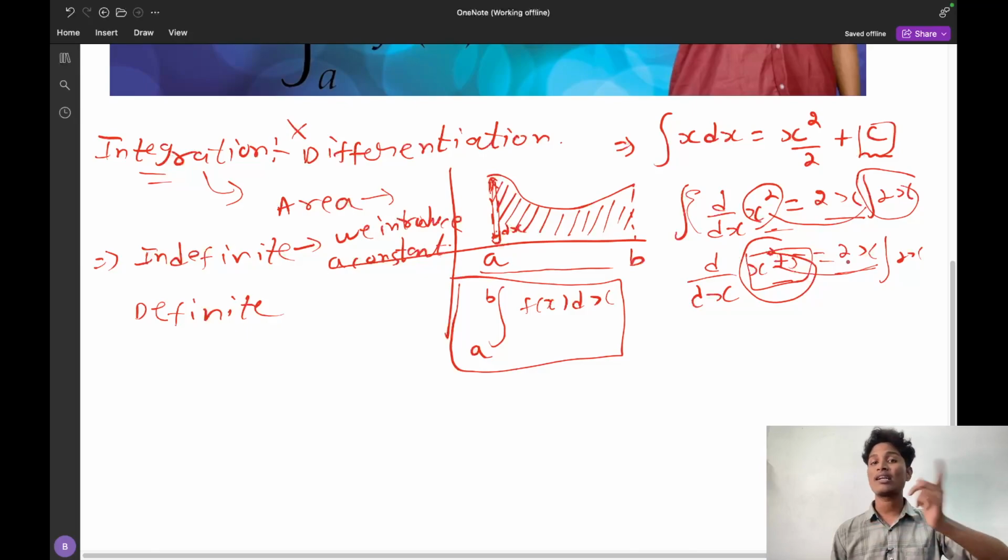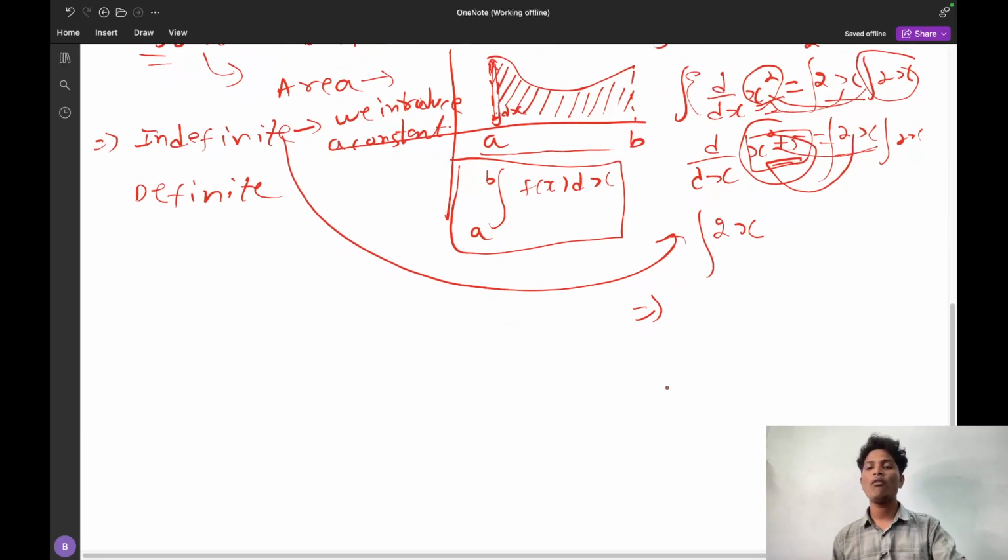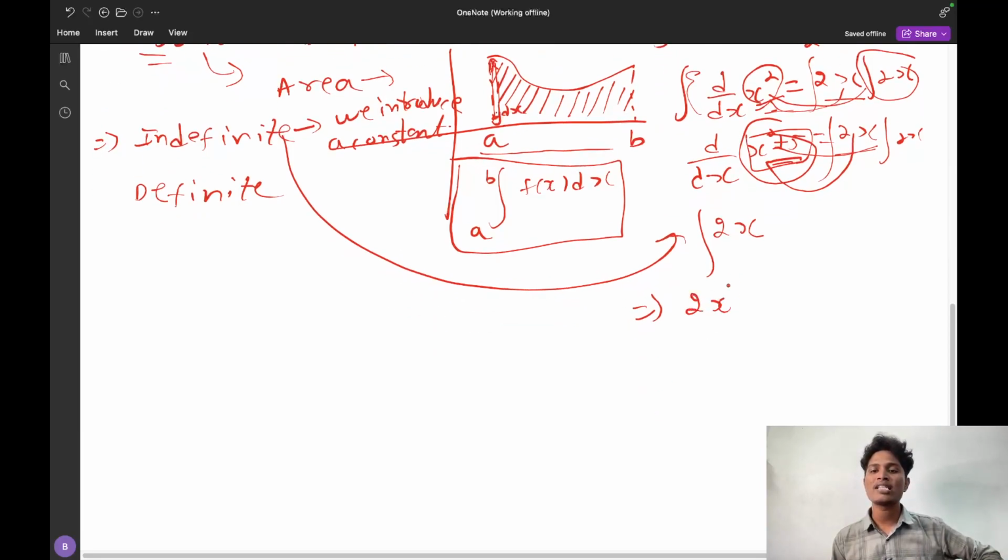But the reverse should also be true. That is, when I integrate 2x, I should get x square. Yes, I am getting it. But when I integrate 2x, I am not getting x square plus 5. What am I getting? I am getting x square only. So in order to solve this problem, in indefinite integration, we are introducing a constant. Suppose we have to do integration for 2x. What will we do? That is 2 into x square by 2, and 2 will get cancelled, and I got x square.